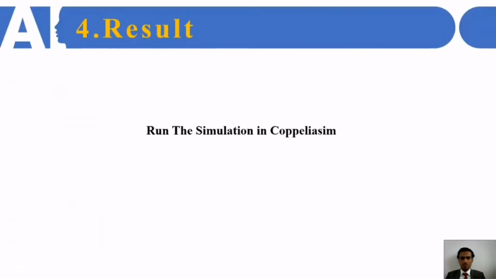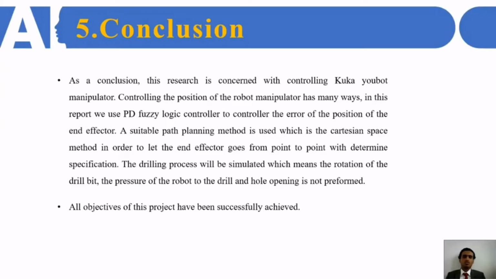Okay, as we see in the simulation, the conclusion of this report is that the research concerned the control of the KUKA robot, controlling the position of the robot, which has many ways. In this report, we use the BD fuzzy logic controller, and for path planning, we used the Cartesian space. A suitable path planning method, the Cartesian space method, is used in order to let the end effector go from point to point and determine the specification.